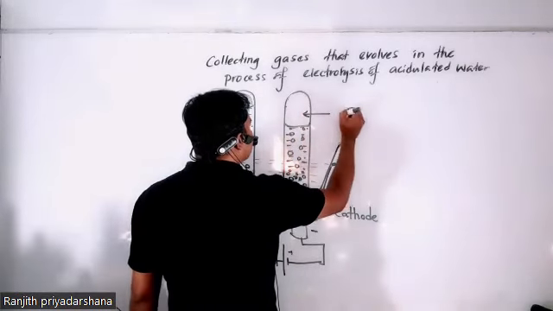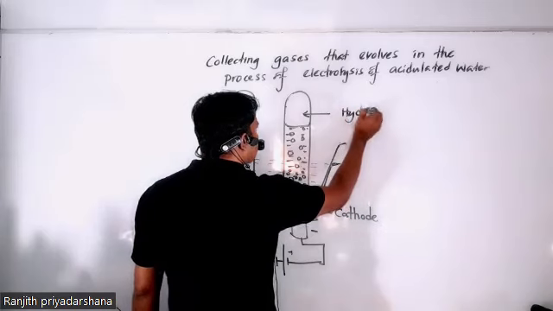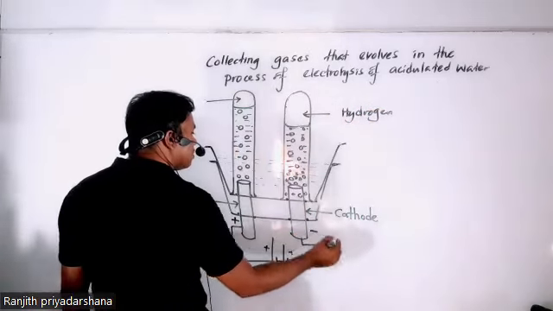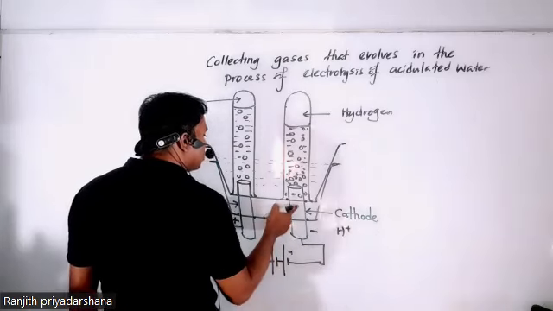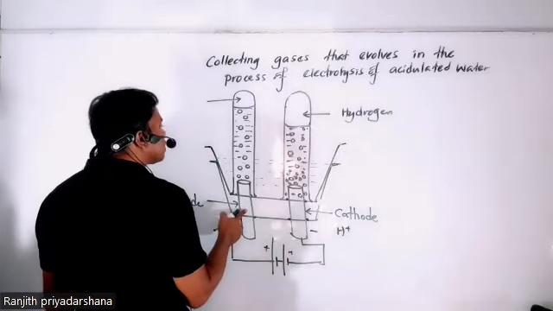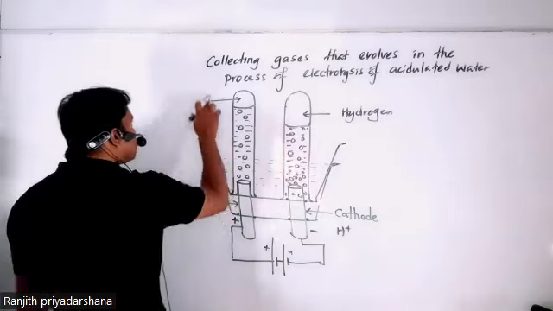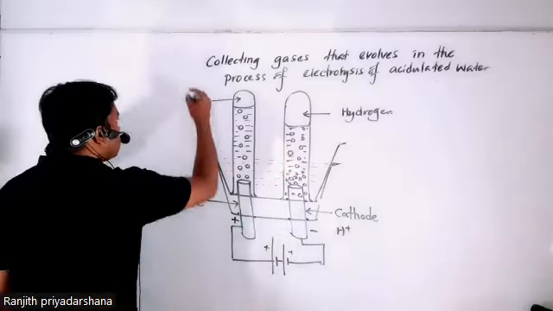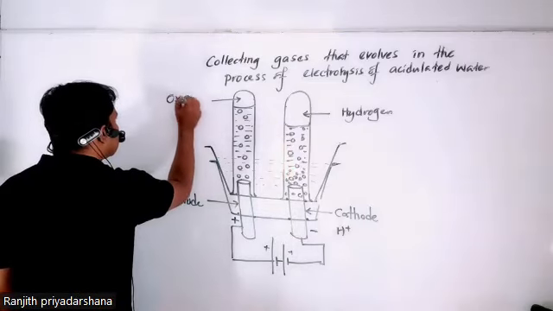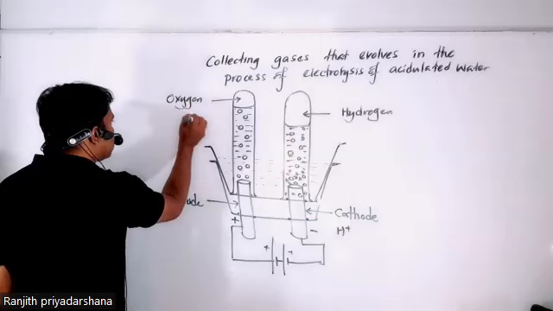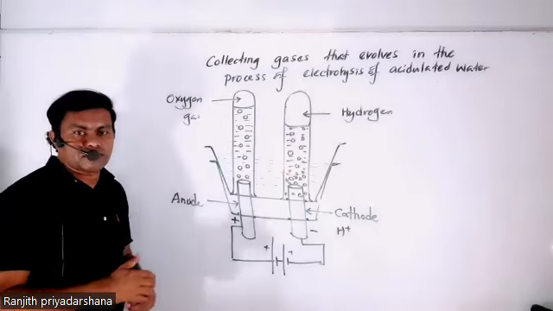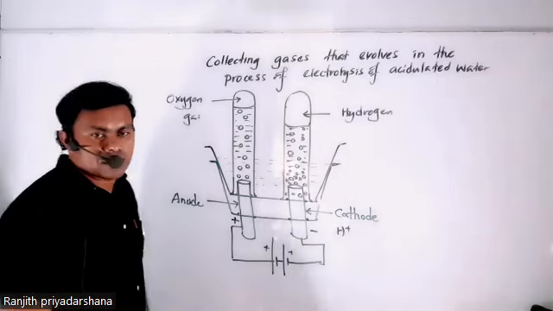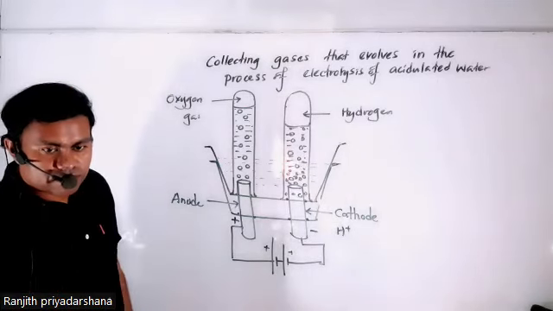So what is the gas? Hydrogen, because this is negatively charged. H plus ions are attracted to here. Hydroxyl ions are attracted to here. That reaction you have to learn in grade 11, but I taught you last week. So this is oxygen. Oxygen gas. So this setup is used to collect the produced gases.